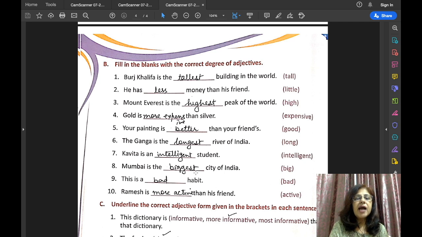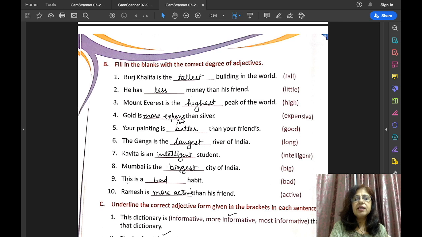Mumbai is the dash city of India. Again the comparison is done amongst all the cities of India, more than 2 cities of India. So superlative degree we will write, the superlative degree of big is biggest. Again we can see the article is written, and we know that the article is used only with the superlative degree. So we will write Mumbai is the biggest city of India.